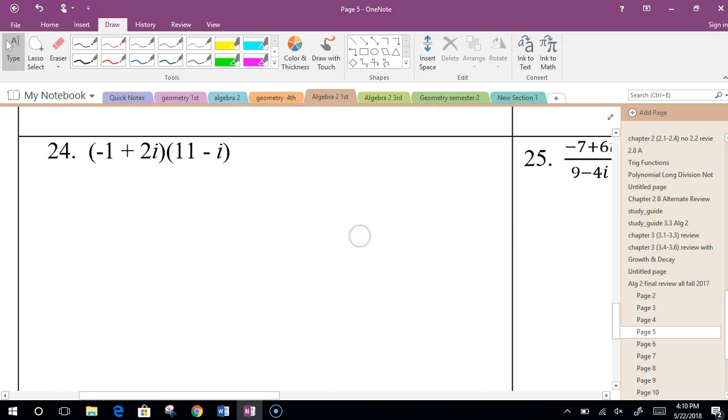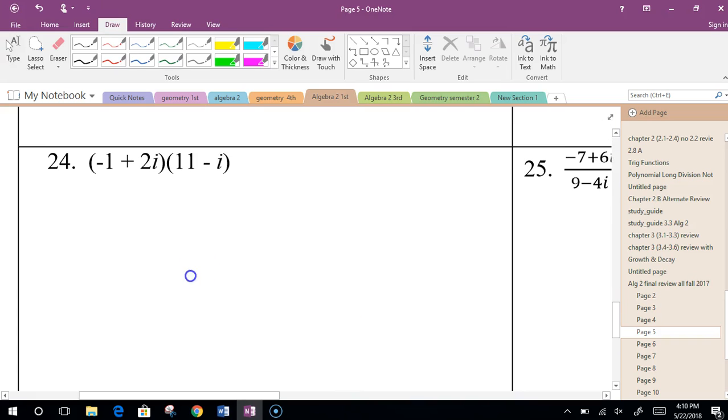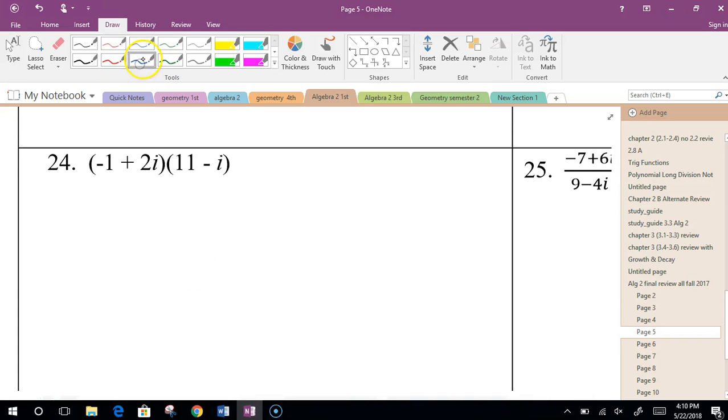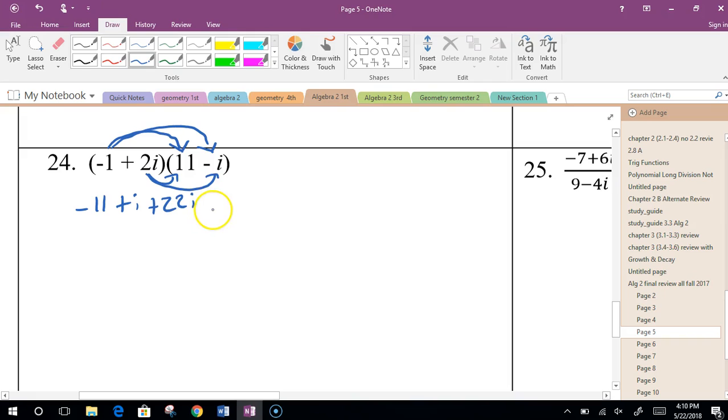In 24, you're being asked to FOIL. So we're going to practice that real quickly here. So FOIL this out. First, we have binomial times binomial. First times first, -1 times 11 is -11. -1 times -i is positive i. 2i times 11 is 22i. And 2i times -i is -2i squared.